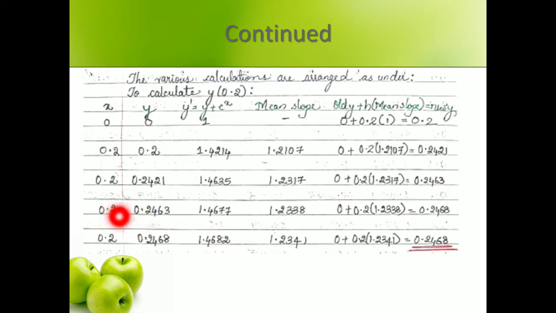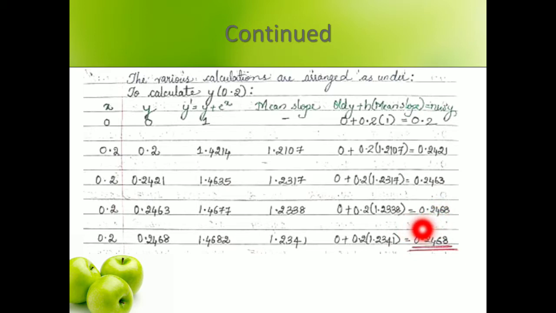X remains the same. Y is 0.2463. Y dash is 1.4677. Mean slope is 1.2338. Then new y value will be 0.2468. Carry this in the next iteration. 0.2. Then you have y value to be 0.2468. Y dash is 1.4682. Mean slope is 1.2341. Your new y value will be equal to 0.2468.